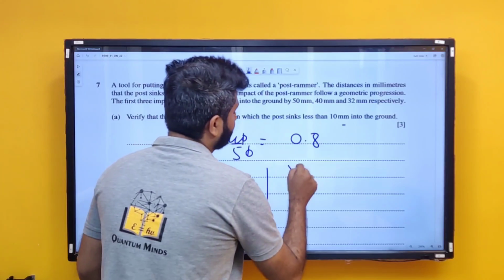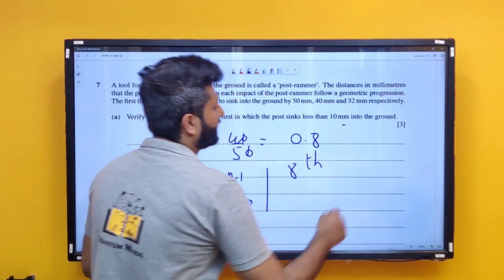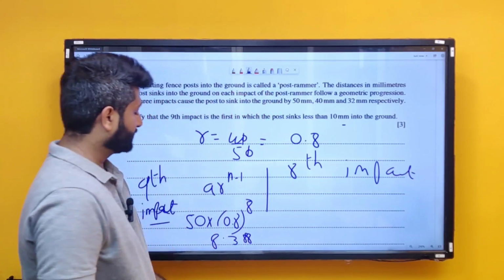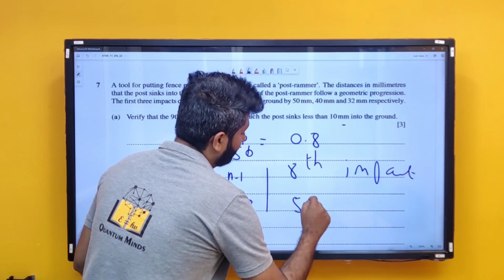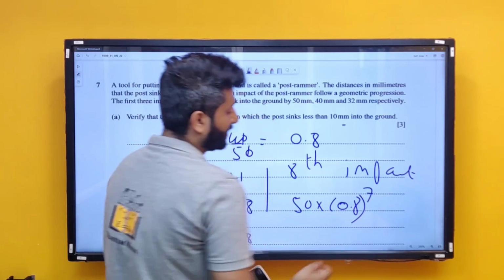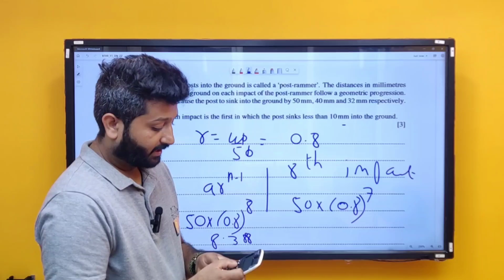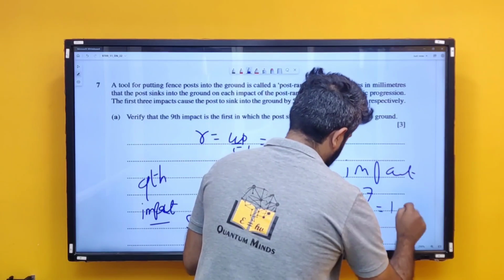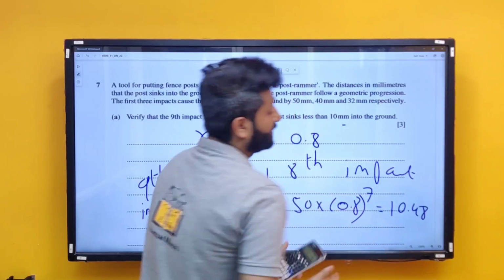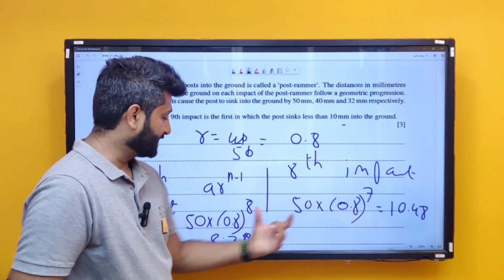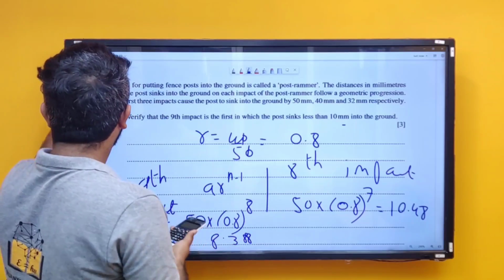So let us also verify by finding the value in the eighth impact. So the value of the eighth impact is going to be 50 into 0.8 power 8 minus 1, 7. So 0.8 power 7 into 50. Yes, this is 10.4. So this verifies that in the ninth impact the post sinks less than 10 mm, right?